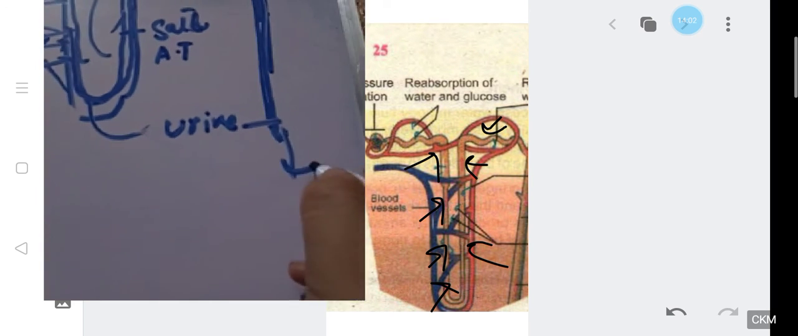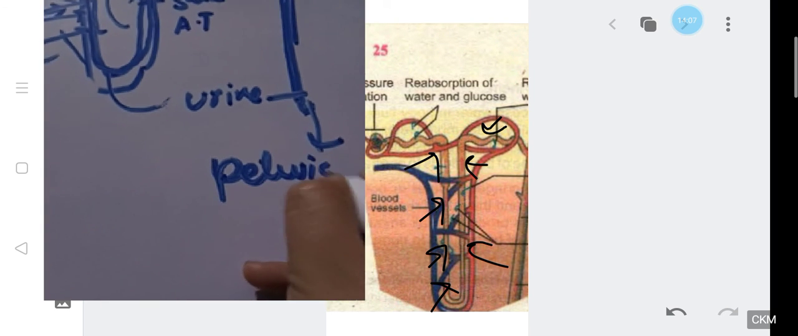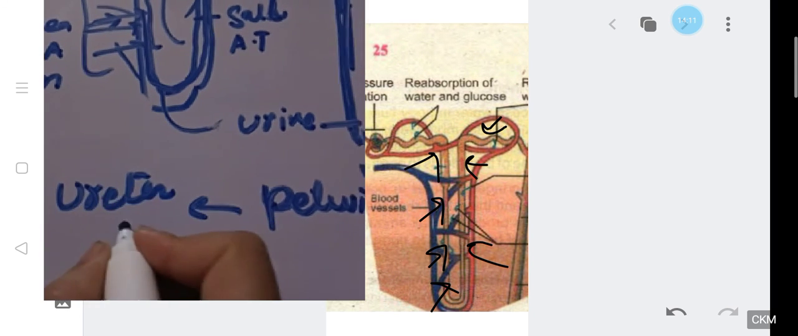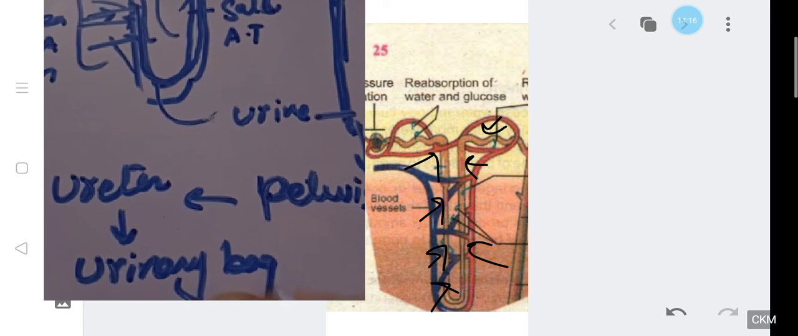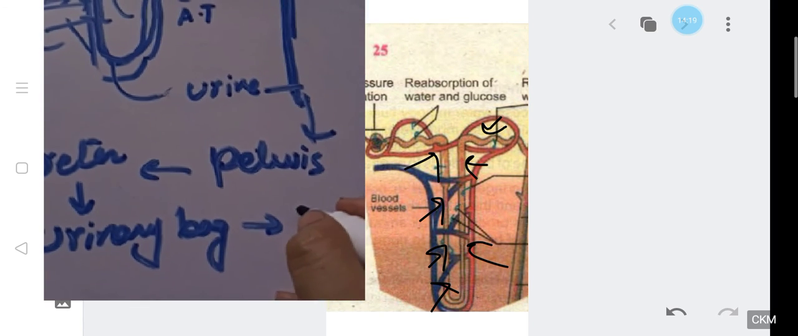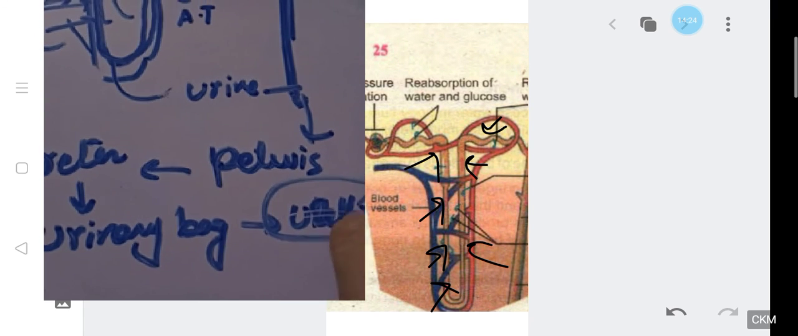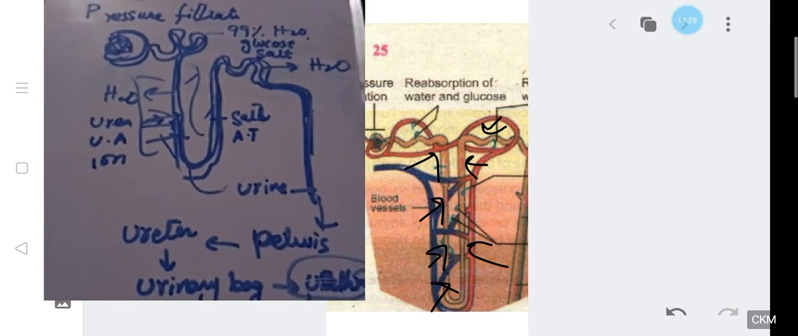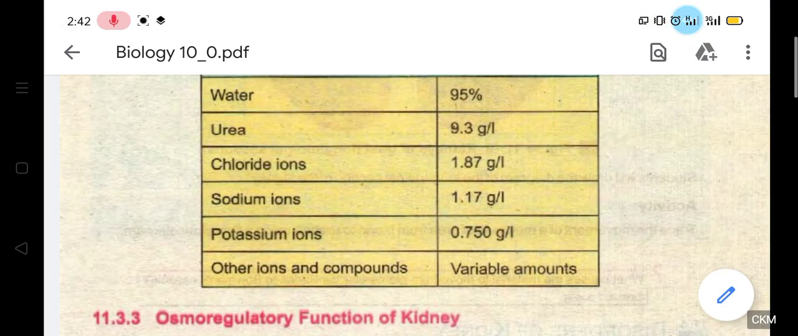This urine is going to transfer to the pelvis. From the pelvis, it will move towards the ureter. From the ureter to the urinary bag. From the urinary bag towards the urethra. And now urine is removed out from the body. Hope so you get the lecture. This is the urine which is going to form by the kidney.